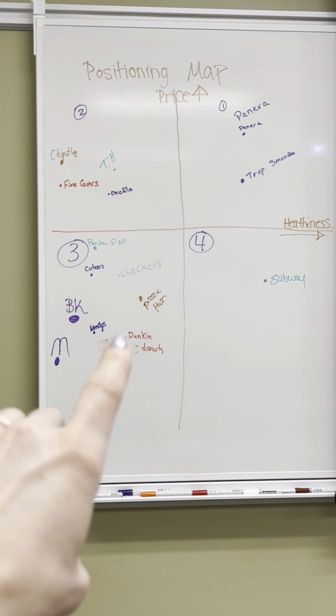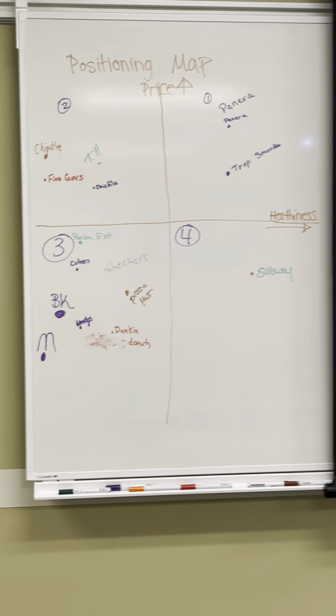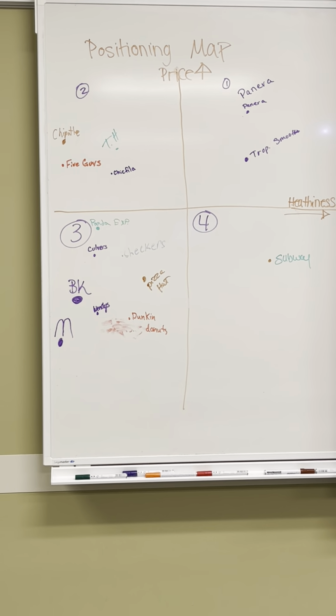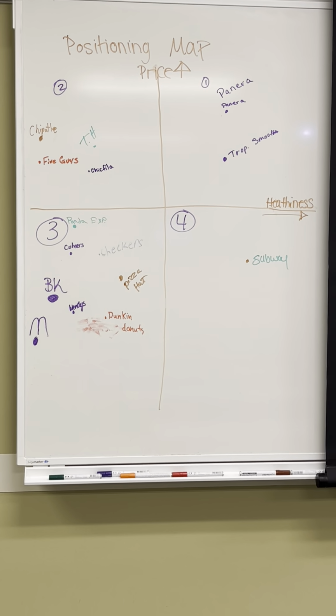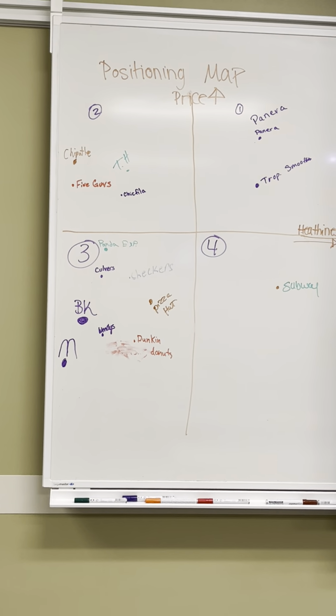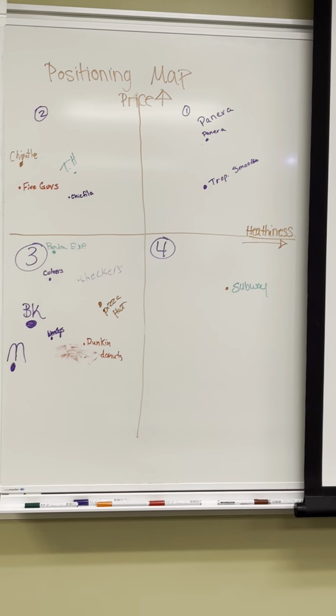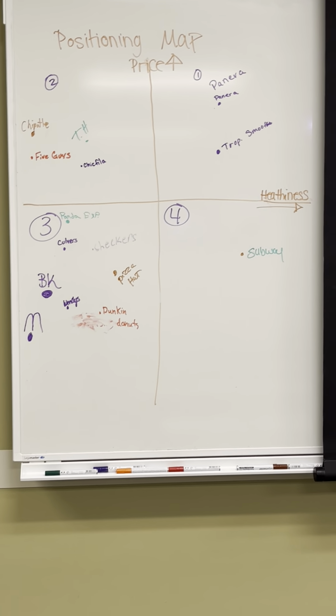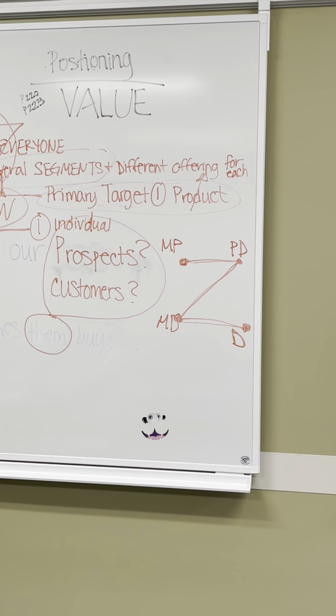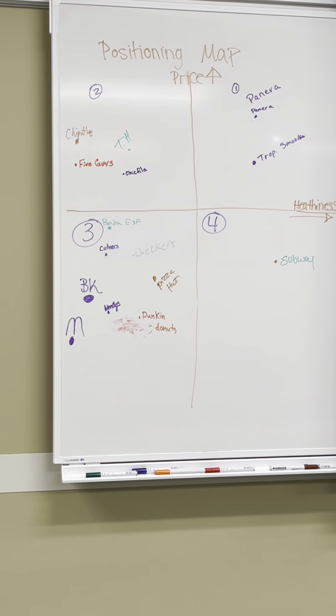I drew a positioning map. I put price and healthiness on there, and then I had each student come up and put a fast food restaurant, plot 1. They went back to their seats and they wrote a value position statement for their position map. It's just a video for me, so I don't forget what I did.